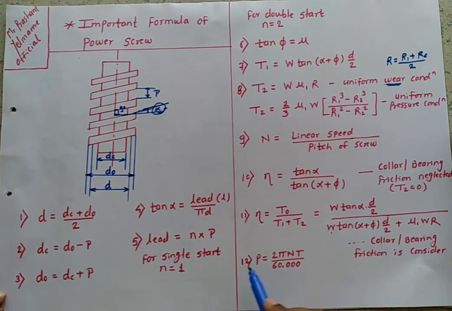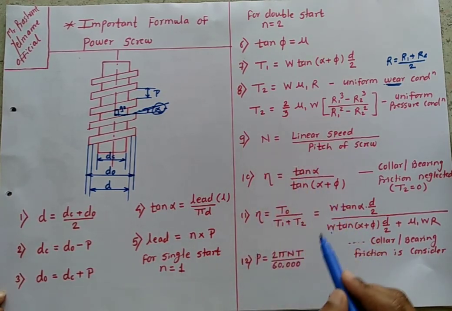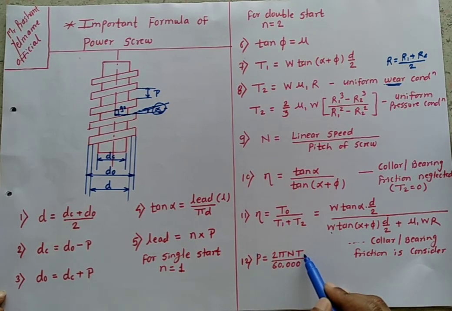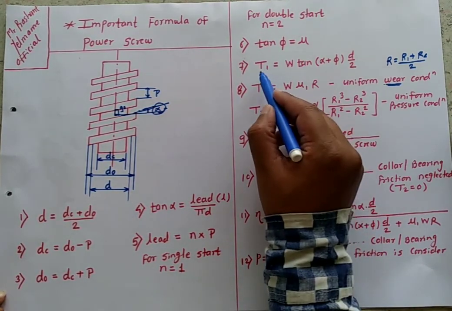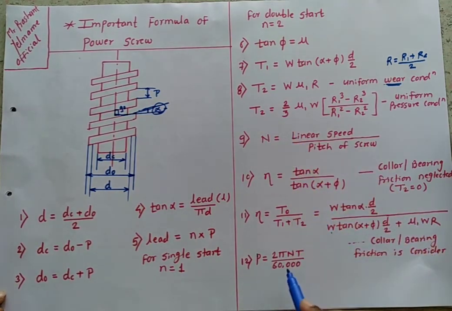Now the last formula is the power required to be transmitted by the screw, which is calculated by using this formula. Power is equal to 2 pi N T upon 60,000, where P is power, 2 pi is a constant value, N is the speed, which is calculated by using this formula. T is the total torque. Total torque is the addition of T1 plus T2, and upon 60,000. From that equation, we calculate the power.